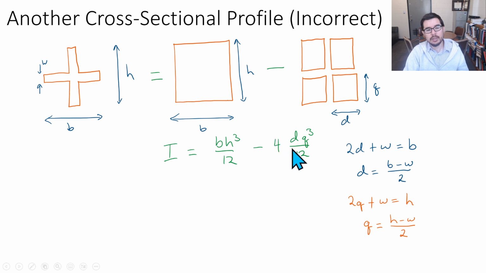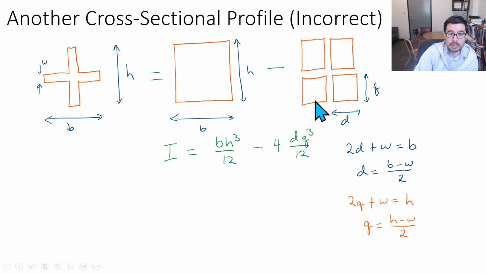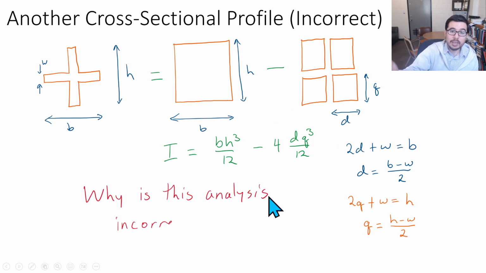We did this analysis thinking that, well, we're not accounting for the fact that the centroids for all 4 of these are off. So this could be fine. We would just have to subtract the distance to each of these from the neutral axis, the vertical distance from each of these, times 4, and figure it out. I didn't do that, so this analysis is incorrect.